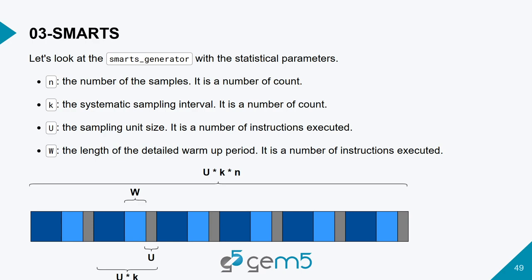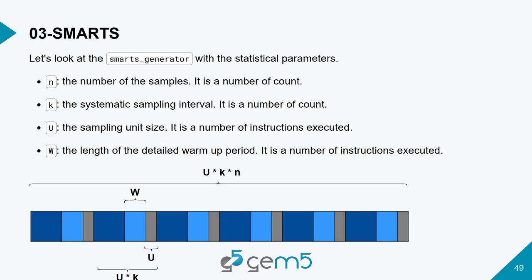But the fast forward size will be u times k minus w. It's really confusing. Please let me know if you have questions. So the gray block represents the sampling unit size, in instructions of execution. And the light blue is the warm-up interval, also in instructions, that we use in between fast forwarding to warm up our microarchitecture before actually measuring the detailed simulation units.